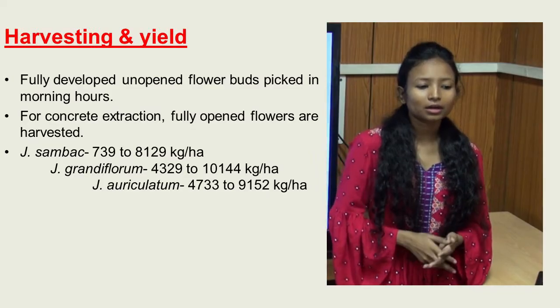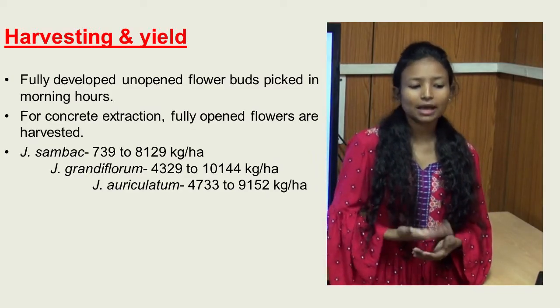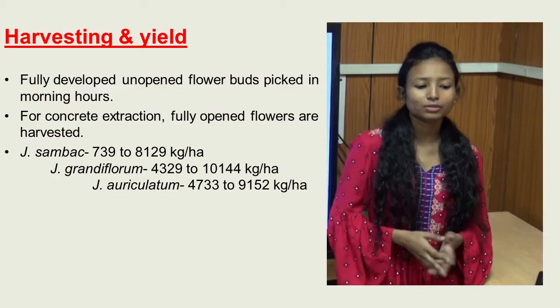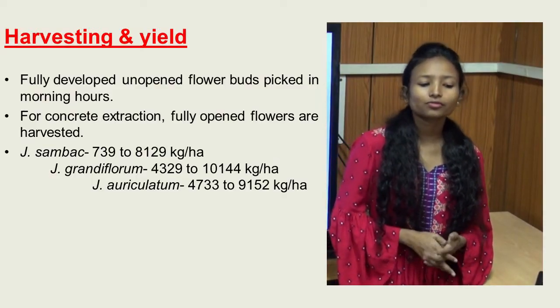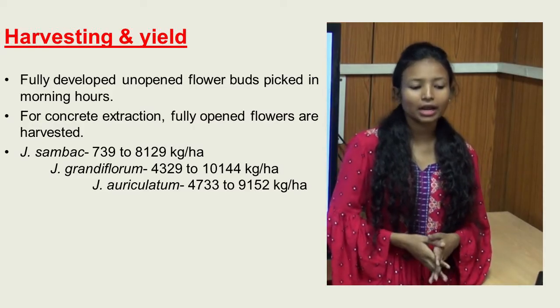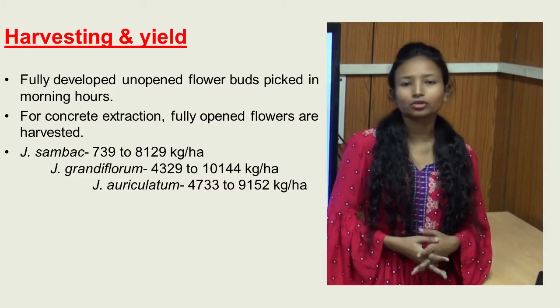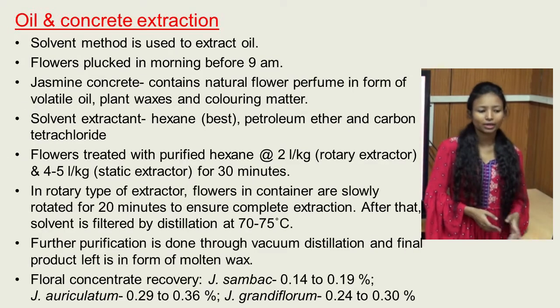So the yield again varies with the species. In sambac, there is quite a lot of difference, from 700 to 8000 kg per hectare. In the case of grandiflorum, the yield varies from 4000 to 10,000 kg per hectare, and in the case of auriculatum, it varies from 4000 to 9000 kg per hectare.